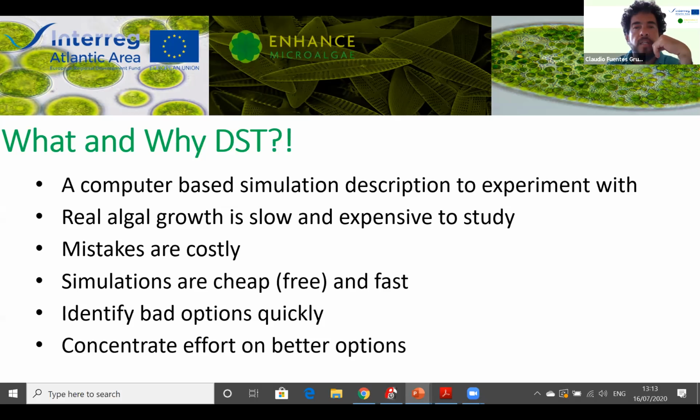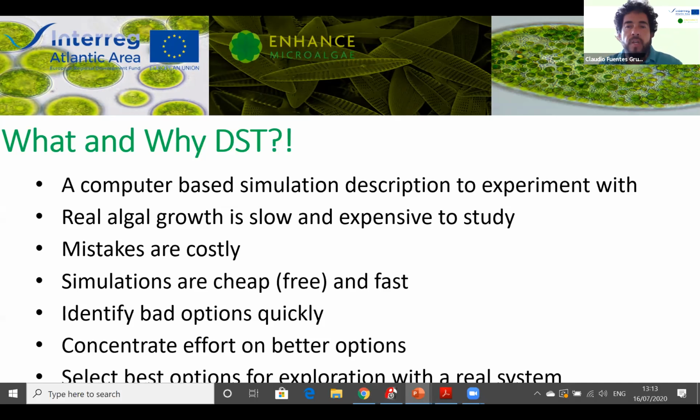All right, and concentrate the effort on better options. As long as you are testing all your microalgae strains, you will realize which one is the best option according to the parameters that you are feeding into the DST tool. So basically, it gives the best option for exploration with a real system.